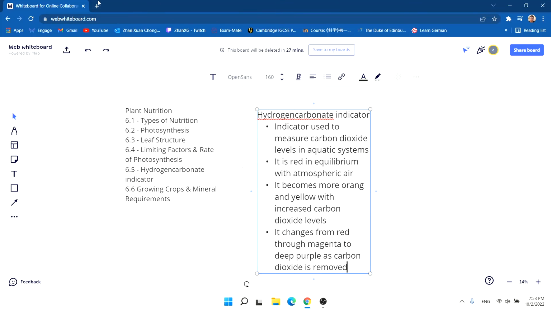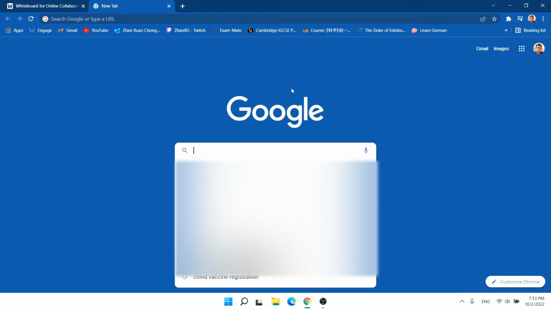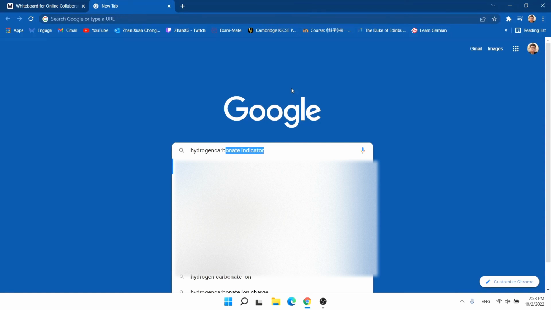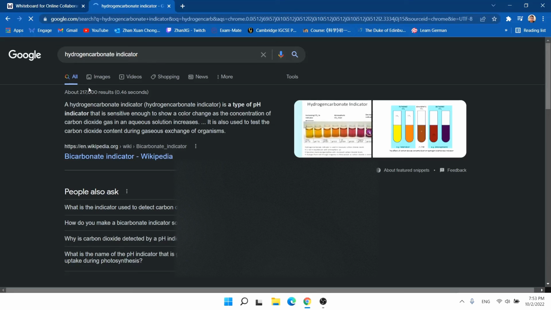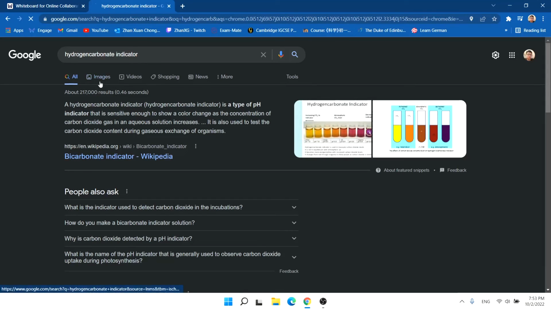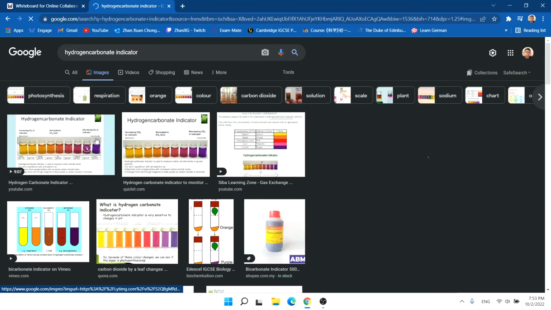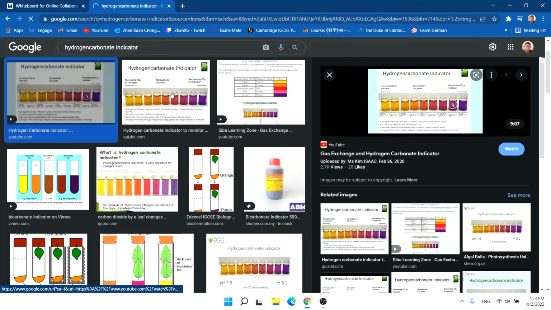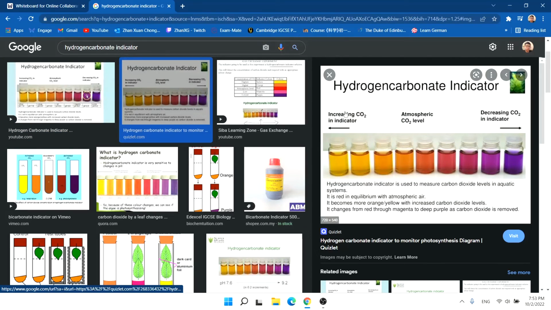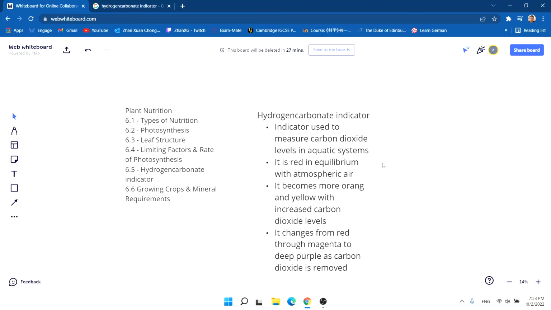Okay, I'm going to show you a picture of the hydrogen carbonate indicator. So it looks like this. Increasing CO2, the indicator will be yellow, and atmospheric CO2 level will be here. Decreasing CO2, the indicator will become purple. So what this means is, let me put another one.